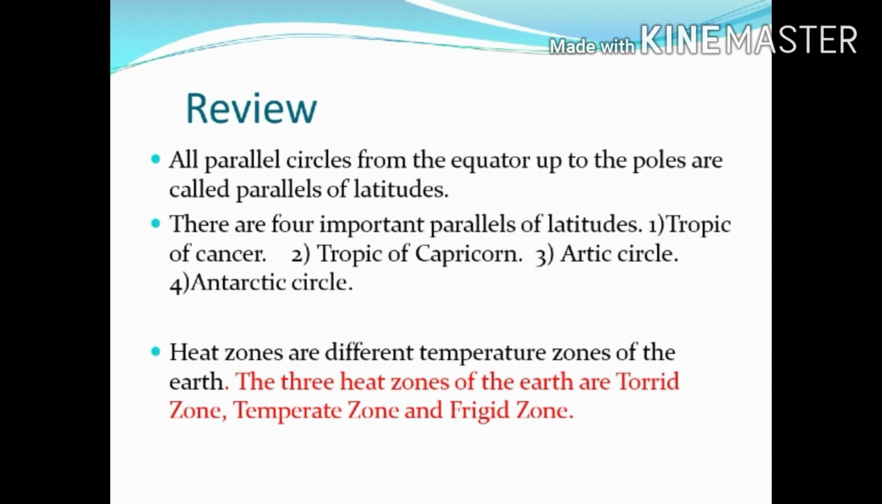All parallel circles from the equator up to the poles are called parallels of latitudes. There are four important parallels of latitudes. The first one is Tropic of Cancer, Tropic of Capricorn, Arctic Circle, then Antarctic Circle. Heat zones are different temperature zones of the earth. The three heat zones of the earth are torrid zone, temperate zone, and frigid zone.